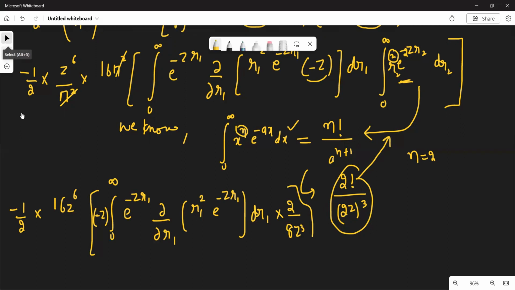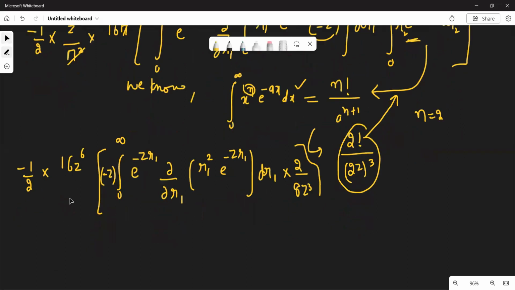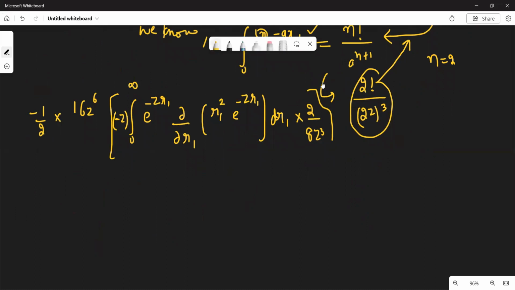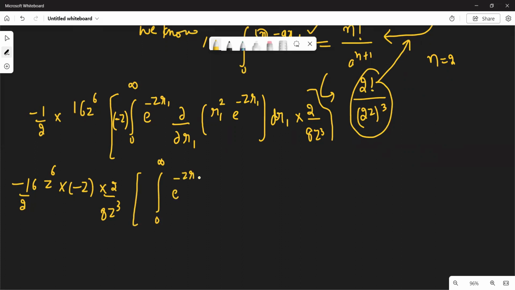Now we will move to the next step. Let's see what is the next step. So next step is we will write all the constant terms outside the integration sign. So here I have minus 1 by 2, or you can write 16z6. This minus z also we will write outside, and 2 by 8z cube also we will write outside the bracket, outside the integration sign. Now inside we have 0 to infinity e raised to power minus z r1.